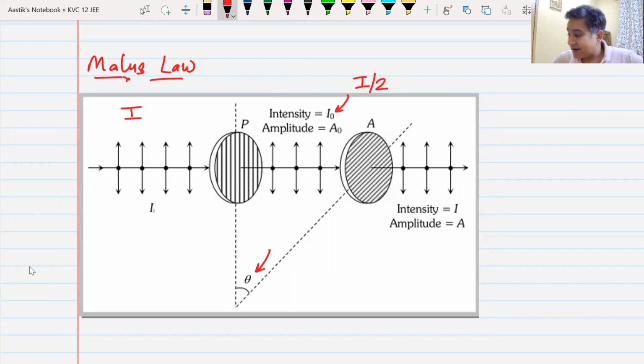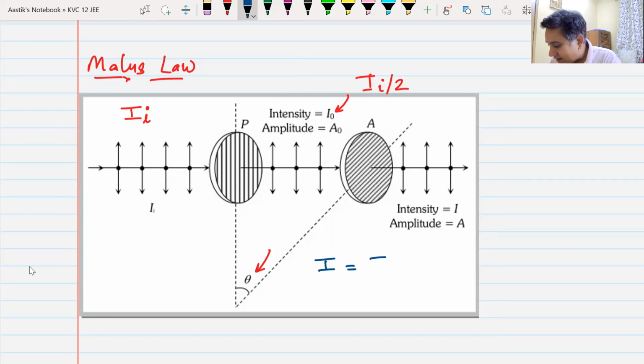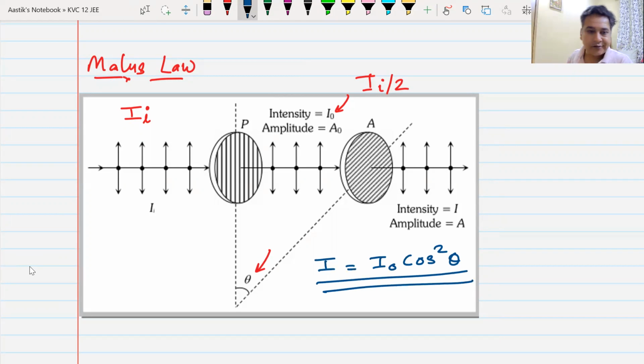Malus law states that, let me call this intensity I incident, because I'm using I here. So this becomes I by 2, which is I naught. Malus law says that the intensity after the analyzer, I, is I naught cos square theta. And that is it. That is what you need to remember.